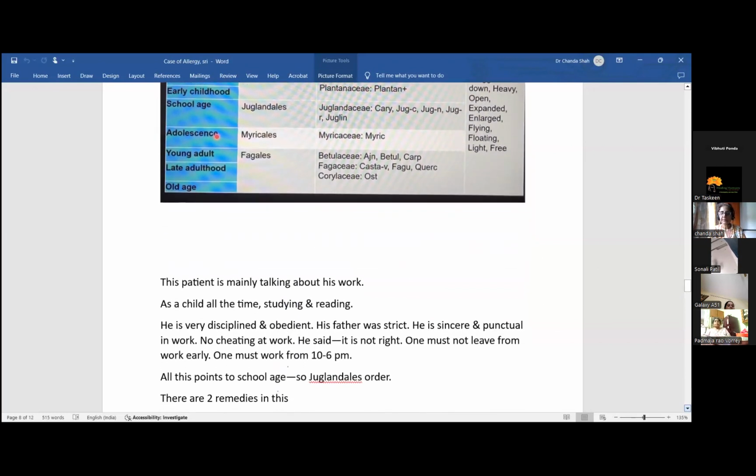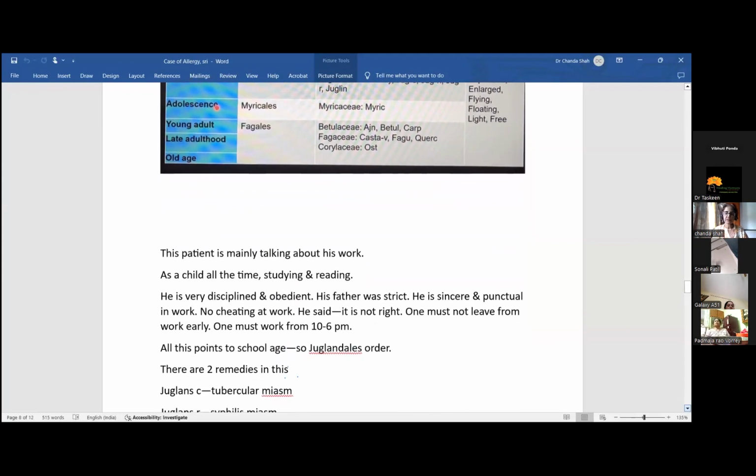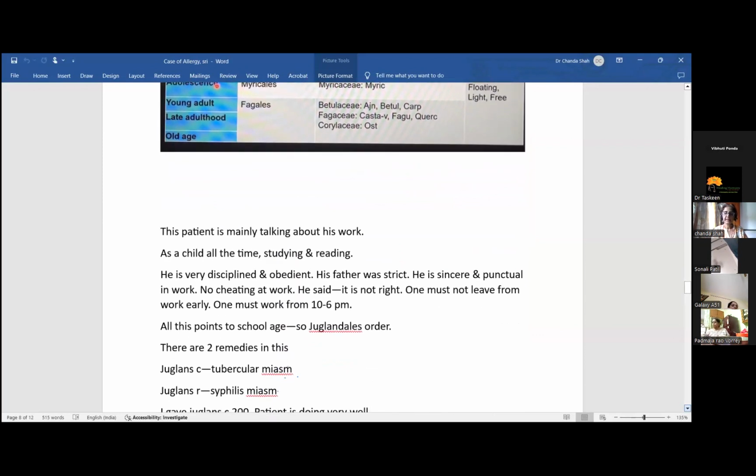This patient is talking mainly about his work. All the time he's talking about how he's working in Times of India. Nothing else he has to say. And as a child also, he was very sincere, studying, reading. He's very disciplined, obedient. His father was strict, very sincere, punctual. So he's following all the rules. No cheating at work. He said it is not right. One must not leave work early. One must work properly from 10 to 6. So he's a very sincere, obedient person and he's following all the rules. All this points to school age.